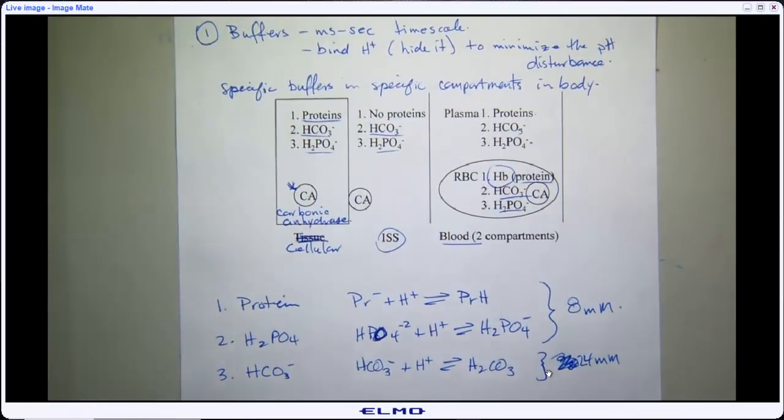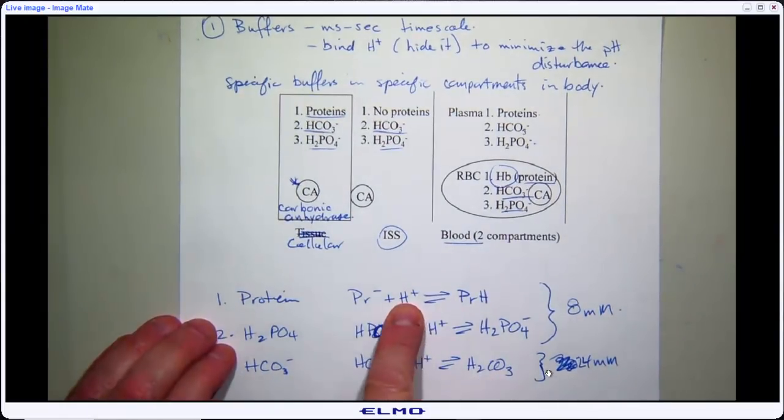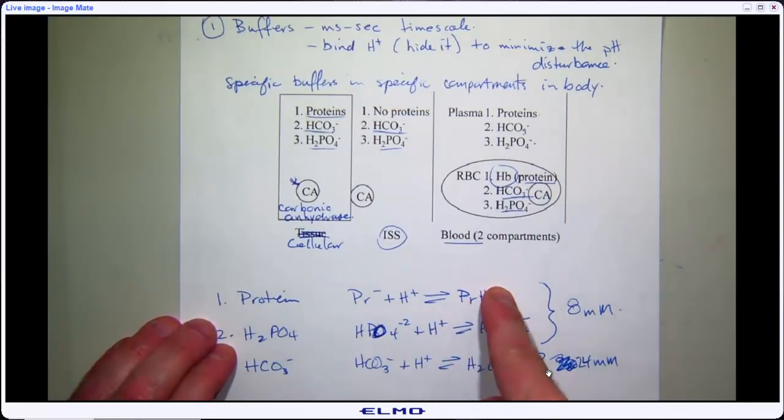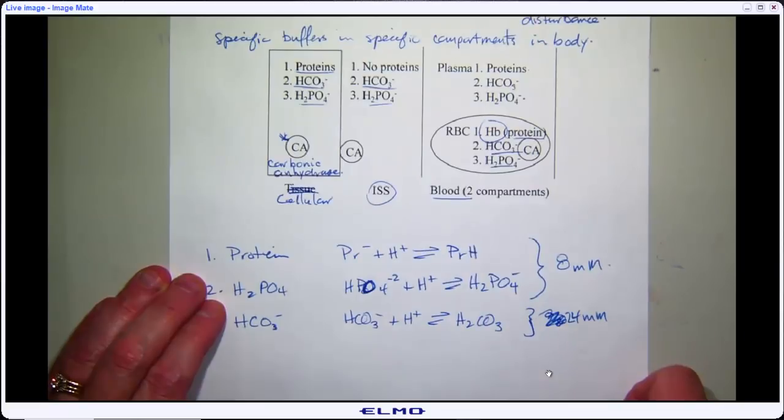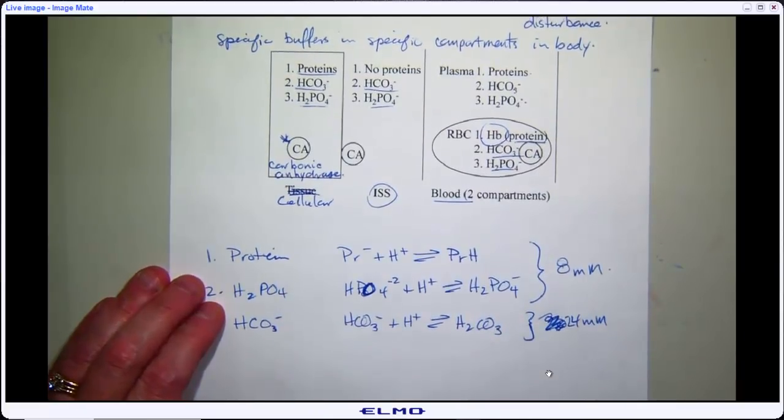Okay, so that's our first line of defense, and the reason they talk about it as our first line of defense is because it's the fastest, milliseconds to seconds. So the millisecond you start having a free hydrogen ion problem is the millisecond you start fixing it. You start minimizing the disturbance. Okay, you start hiding it, right? Because the moment that I have a lot of free hydrogen ion, I'm going to push the equation in this direction. Right, it's all mass action. I'm going to push the phosphate equation in that direction and the bicarb equation in that direction.